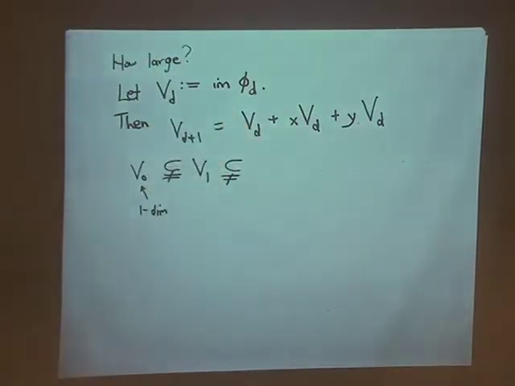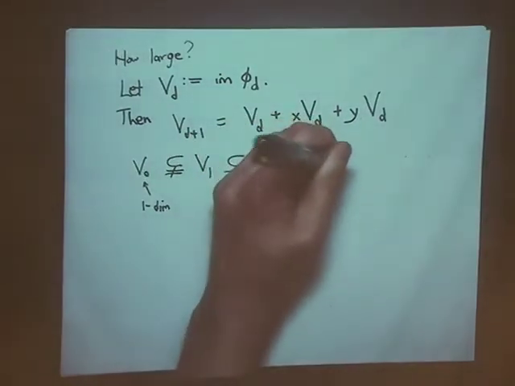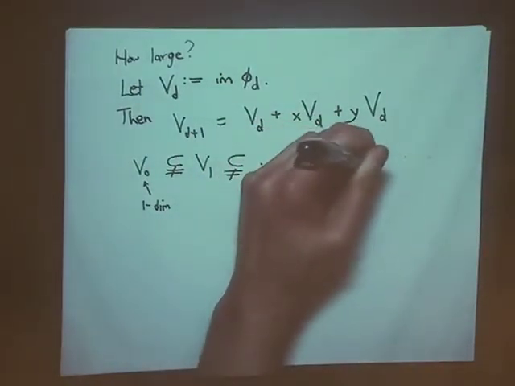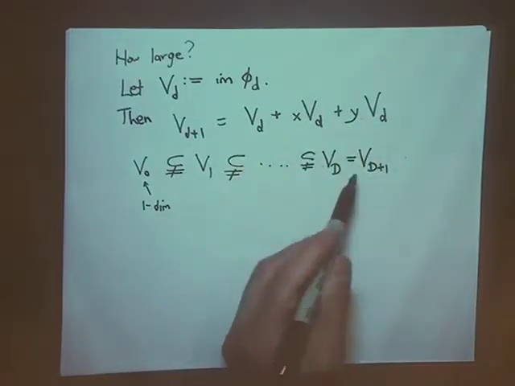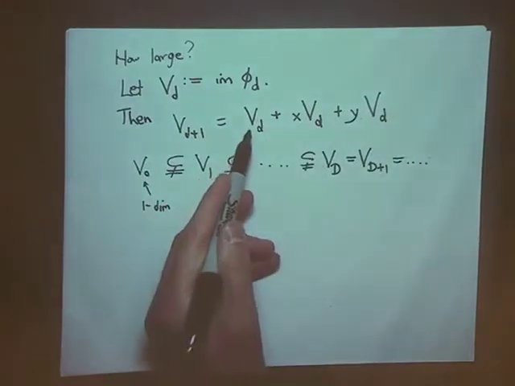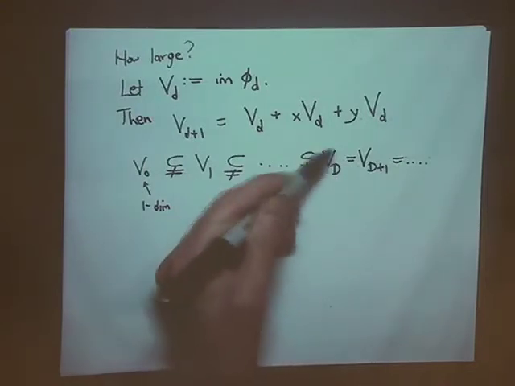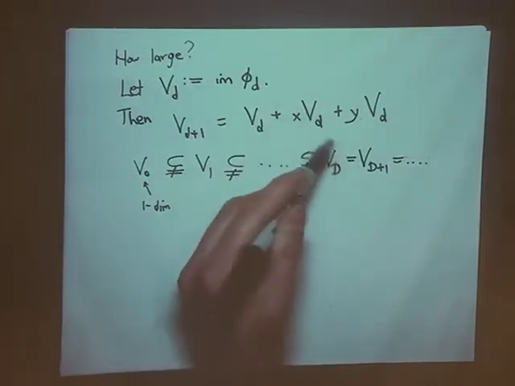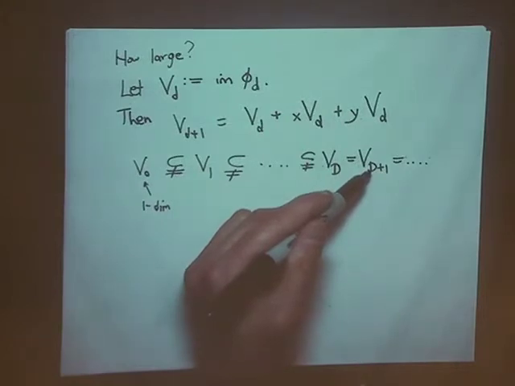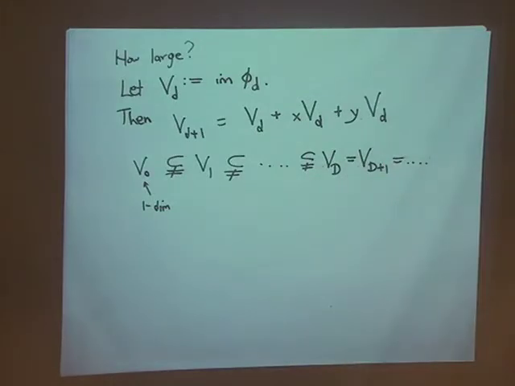Well, it's going to start growing for a while. And eventually you'll get a repeat, because this is all happening inside a finite dimensional space, so it has to stabilize at some point. So what happens when it stabilizes? You get two repeated things. But from then on, it has to be equal forever because of the kind of process this is. This process didn't care about the index. It just looked at the vector space. So if applying this process to V sub D produces the same vector space, then you're just going to be doing the same thing from then on.